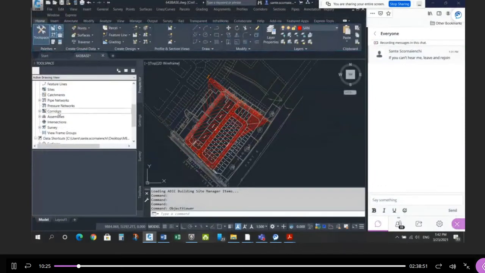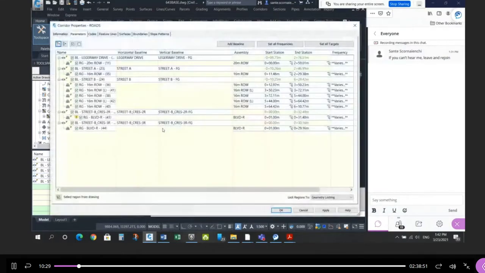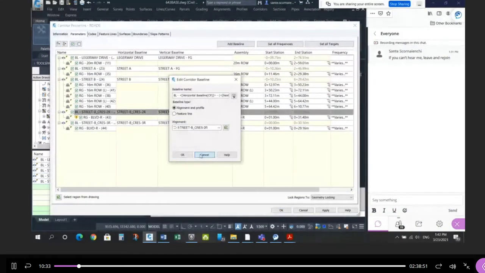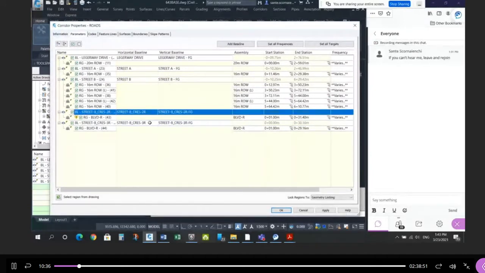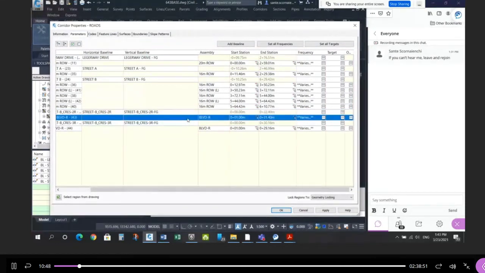If you go to the corridor model and open up the properties, the last two would have been the last thing you did, the two crescents, Crescent 2 and 3. The first one we're not doing. If you scroll over to the right, you'll see the targets. The targets for both are exactly the same. Let me show you the target for this region here.